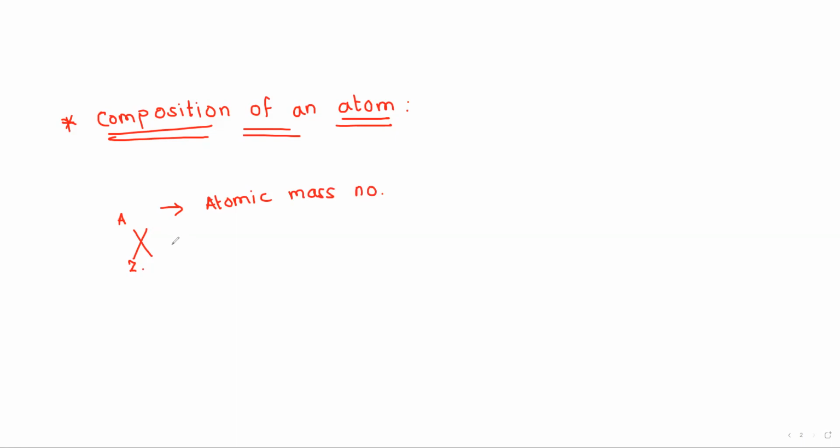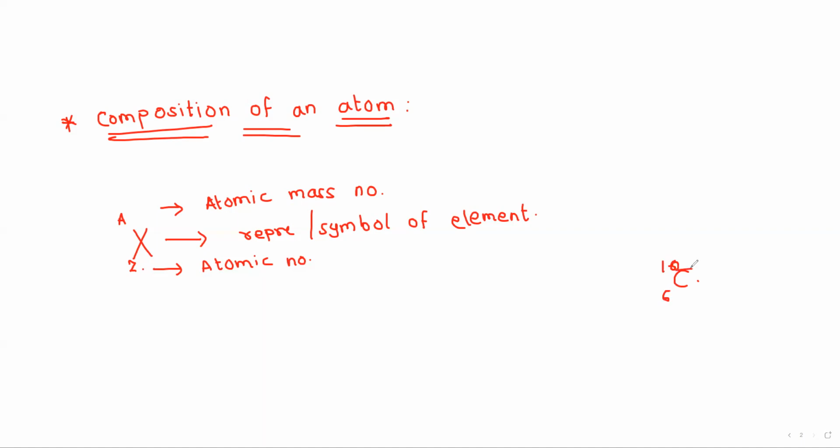Now, what does Z represent? Atomic number. There is a difference between atomic mass number and atomic number. Please keep in mind. And then what is X? X is the representation or symbol of that element. Okay. I will take an example of carbon. So for carbon, Z is 6 and A is 12.